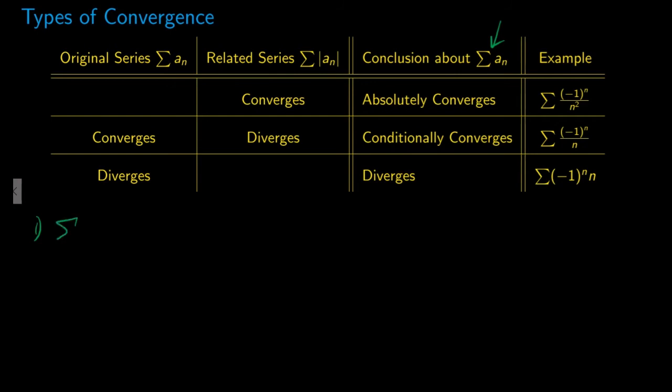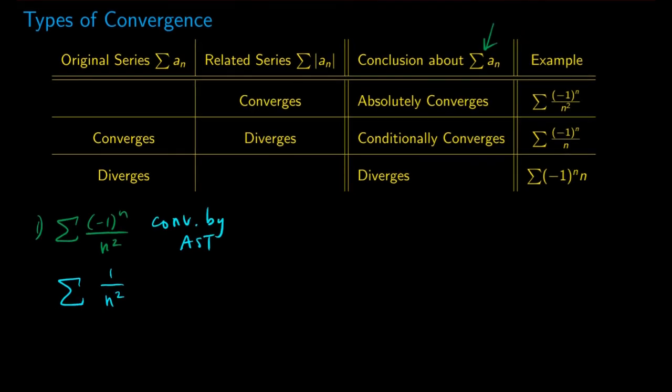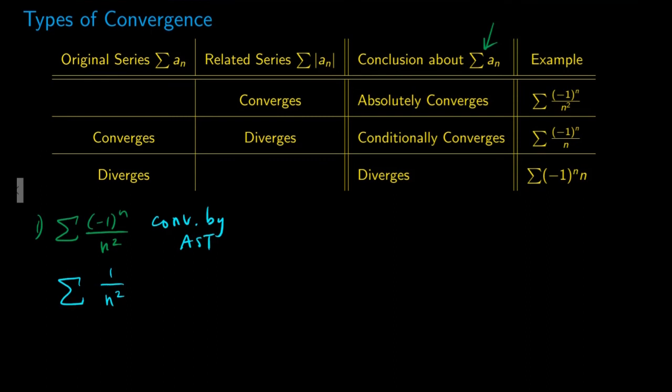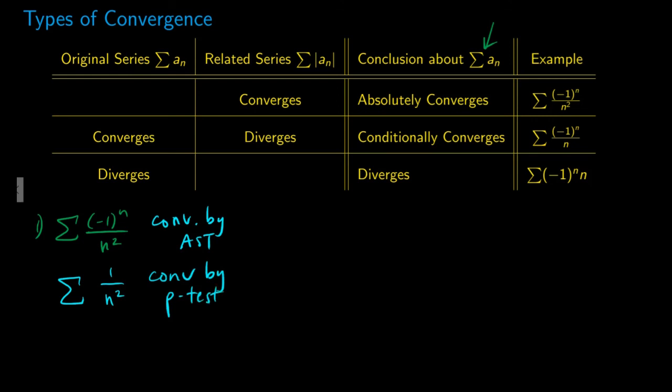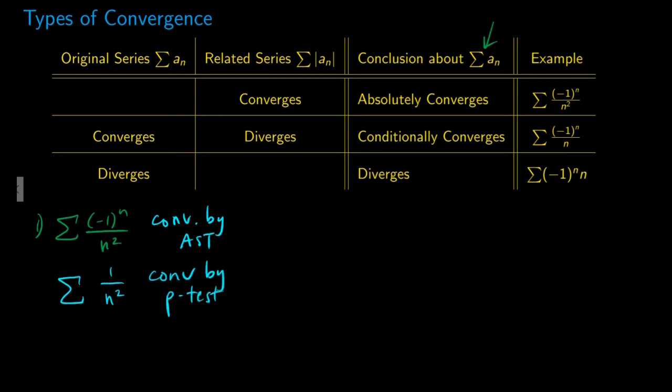For our first example, we have the series (-1)^n over n squared. This we could show converges by the alternating series test. But if we consider the related series, where we take the absolute value of each of the summands, we end up with the series 1 over n squared, which converges by the p-test. Thus, we fall into this first row situation, and we say that our original series is absolutely convergent.